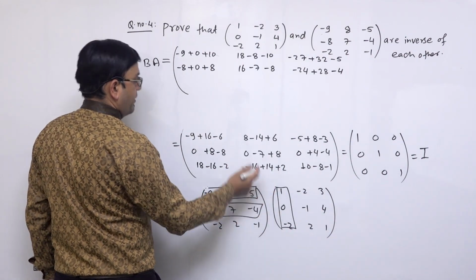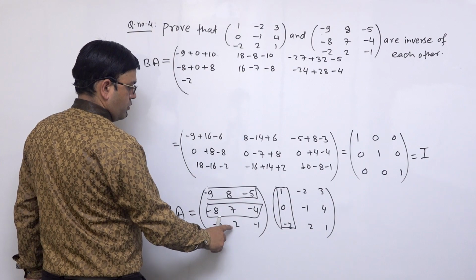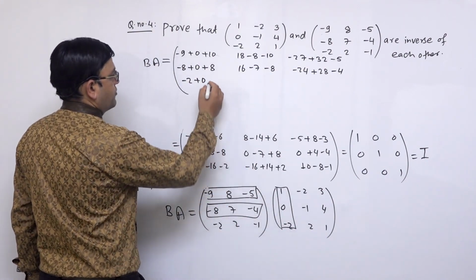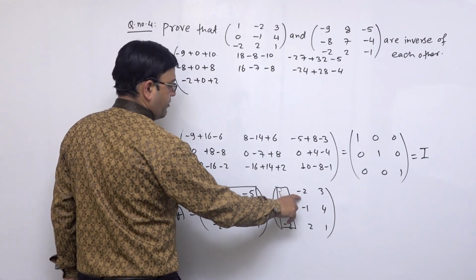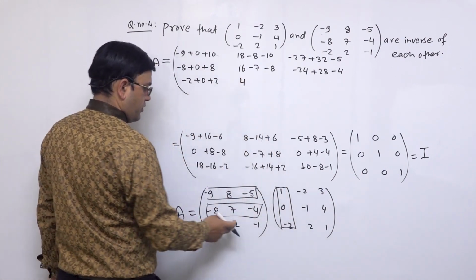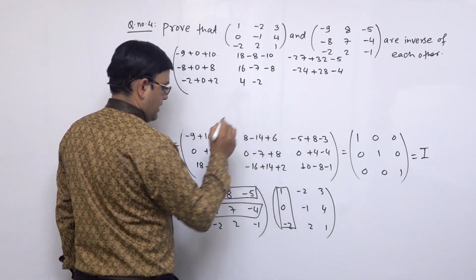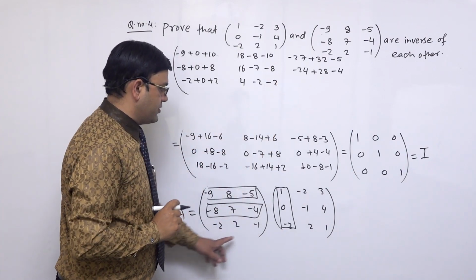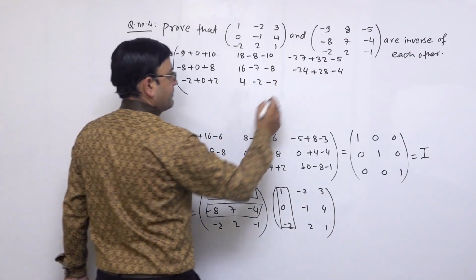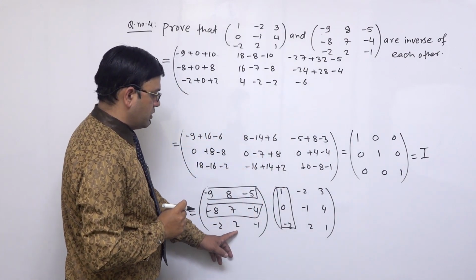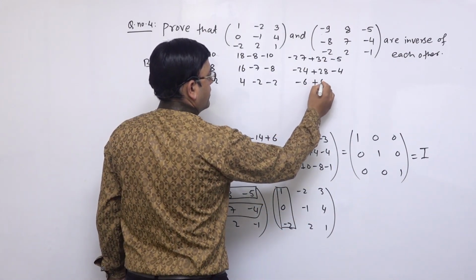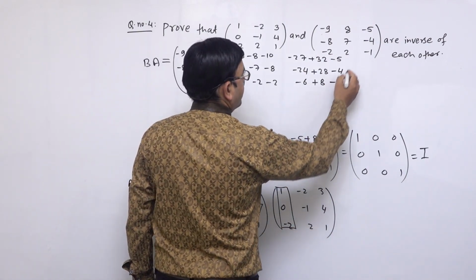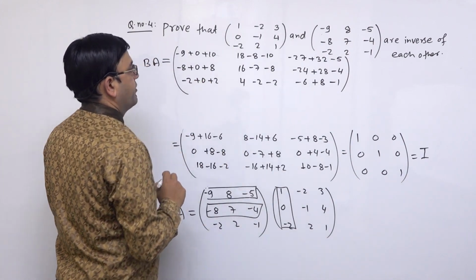Again, minus 2 times 1 is minus 2. 2 times 0 is plus 0. 1 times minus 2 is minus 2. Again, minus 2 times minus 2 is plus 4. 2 times minus 1 is minus 2. And then 1 times 2 is 2. Again, minus 2 times 3 is minus 6. 2 times 4 is plus 8. And then 1 times 1 is 1. So this is the matrix BA.